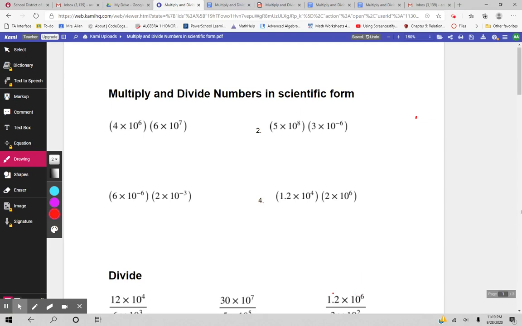Hi everyone. So this is a lesson on multiplying and dividing numbers in scientific form and adding and subtracting numbers in scientific form. So let's get started.